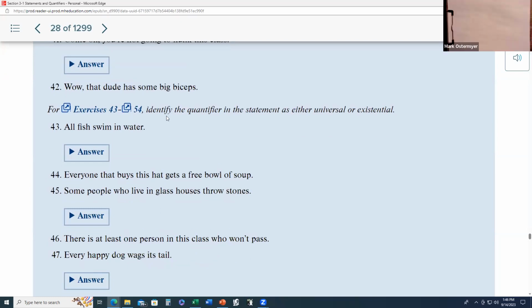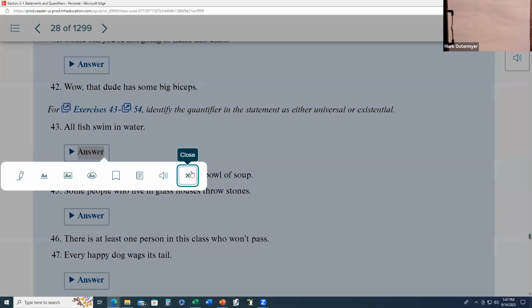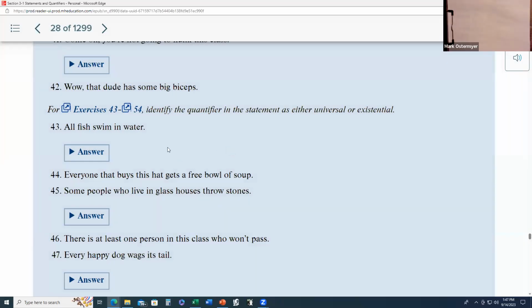All right, identify the quantifier in a statement as either universal or existential. All fish swim in water. Universal. All is all-inclusive. That means all fish in the universal set, or the pond or the lake or the river. That's a universal quantifier. Next one: everyone that buys this hat gets a free bowl of soup. Universal. Some people who live in glass houses throw stones. Existential. That doesn't include everybody. All right. There is at least one person in this class who won't pass.